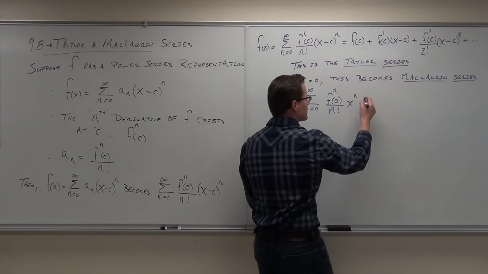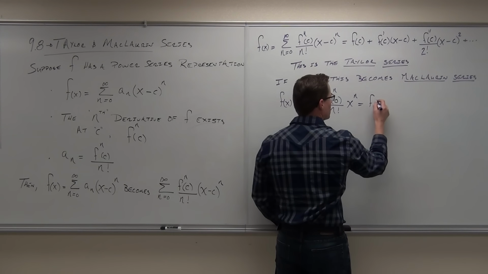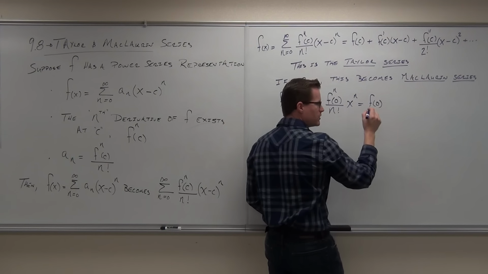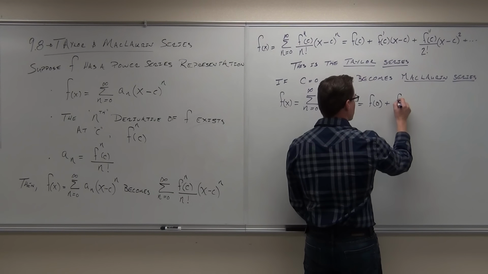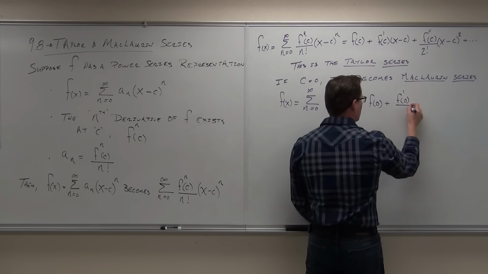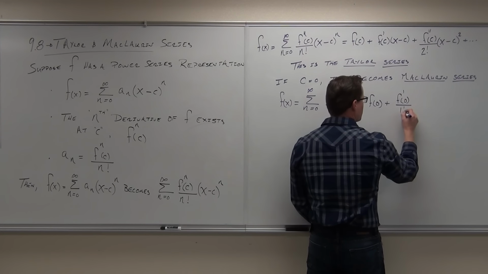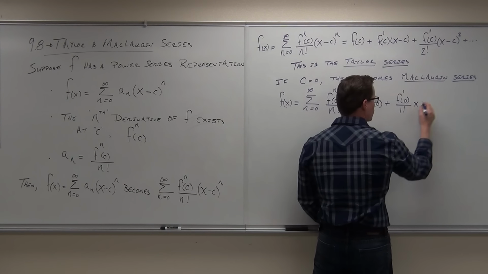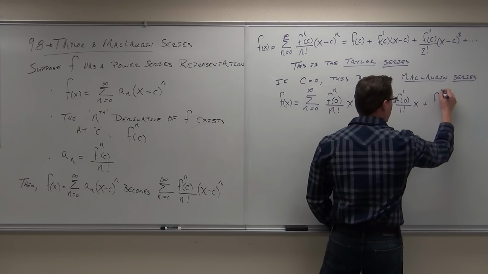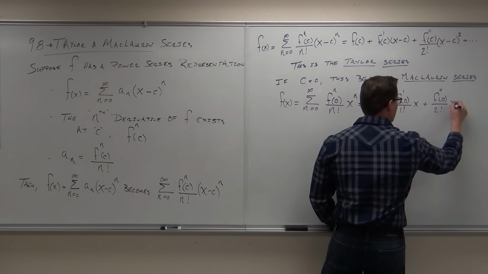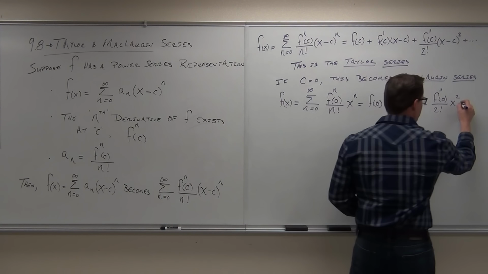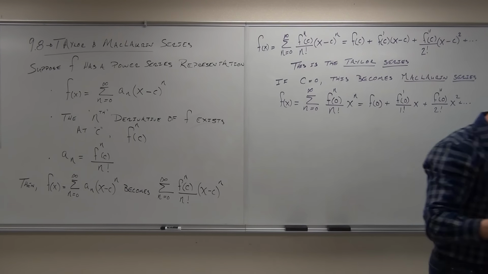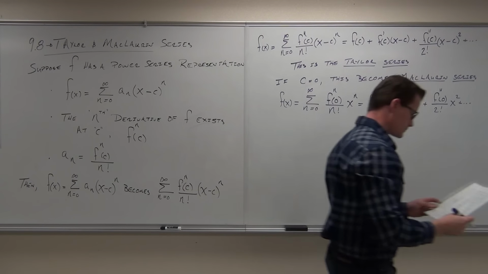It's going to look exactly the same. It's going to be f of 0, no derivative for the first one. Plus, you take a first derivative at 0 over 1 factorial times x to the first, plus the second derivative at 0 over 2 factorial times x to the second, plus, and so on and so forth.